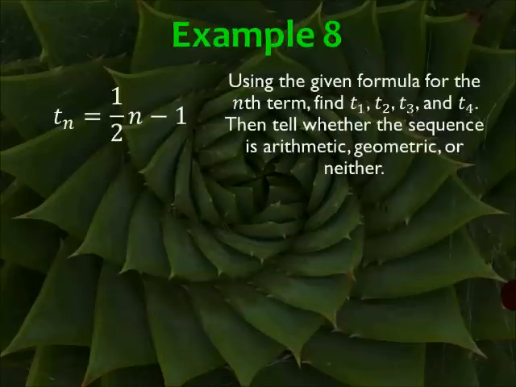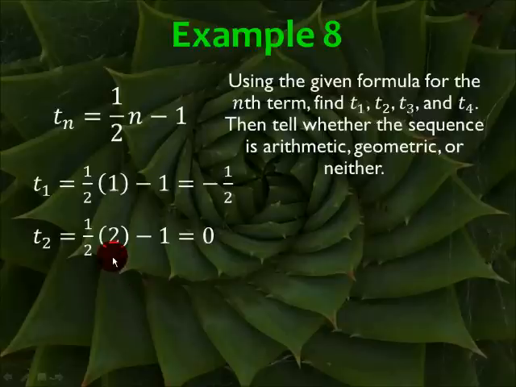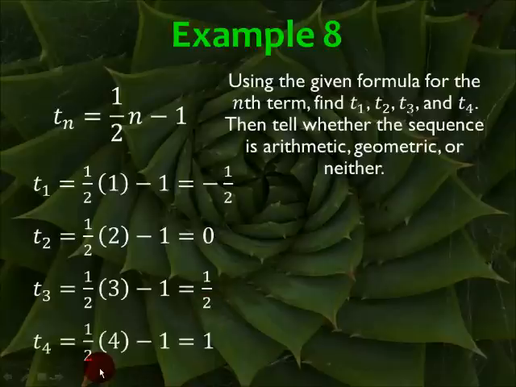Example 8. Use the given formula for the nth term to find T1, T2, T3, and T4. Then tell us whether the sequence is arithmetic, geometric, or neither. So our formula is Tn equals 1/2 n minus 1. So let's plug in a 1 for n. That's all you have to do. So T1 is 1/2 times 1 minus 1, or negative 1/2. T2, you plug in 2 for n. 1/2 times 2 is 1. 1 minus 1 is 0. T3, you plug in 3. 3 halves minus 1 is 1/2. T4, 2 minus 1 is 1.